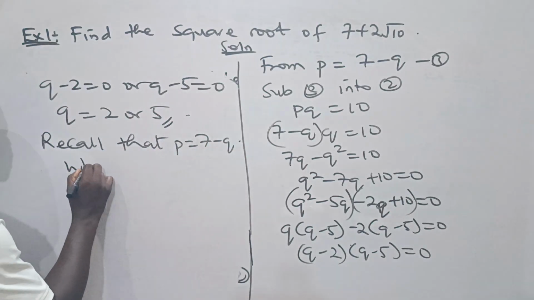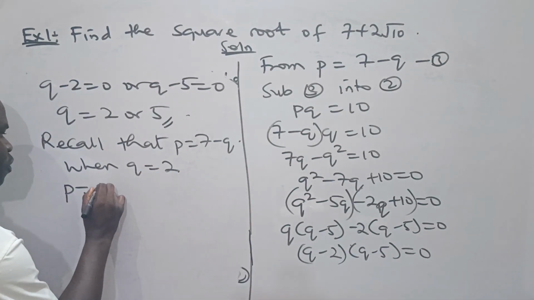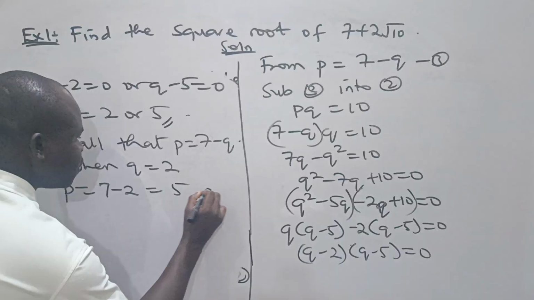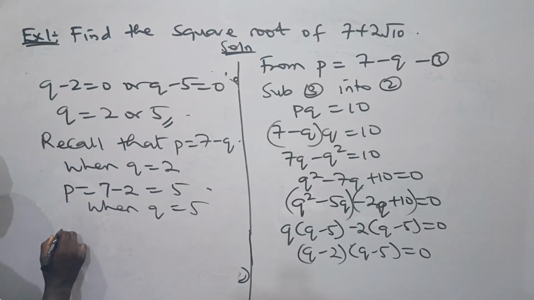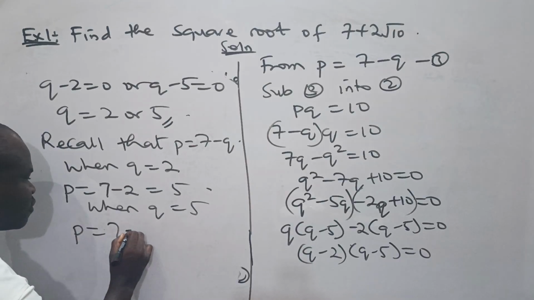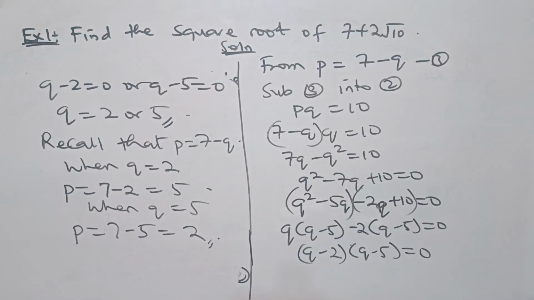When q is equal to 2, then p will be equal to 7 minus 2, which is equal to 5. When q is equal to 5, then p will be equal to 7 minus 5, which is equal to 2. So invariably, we have been able to get the two values of q.